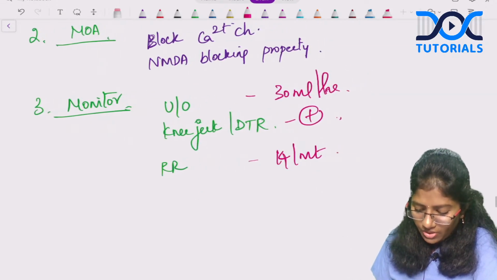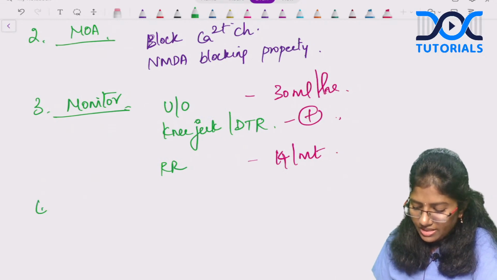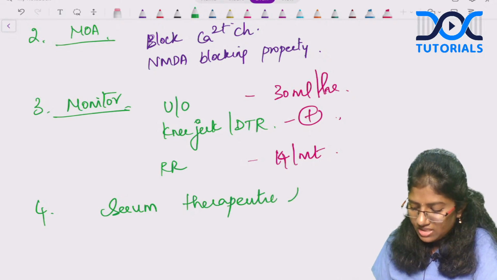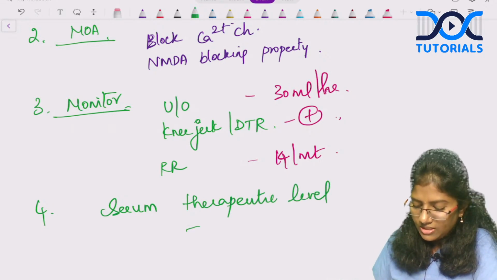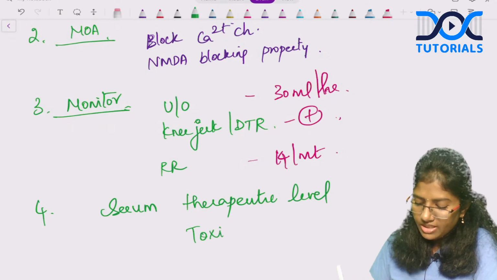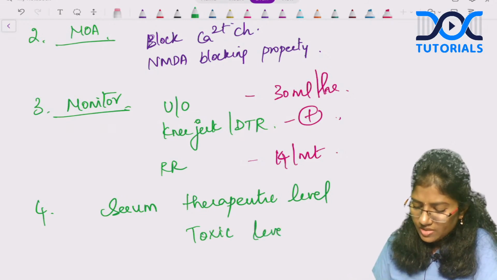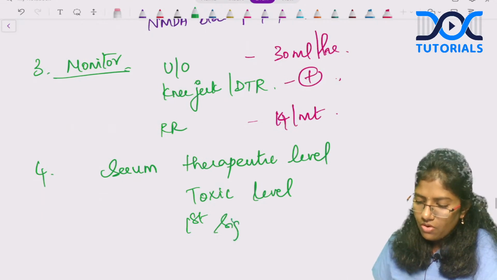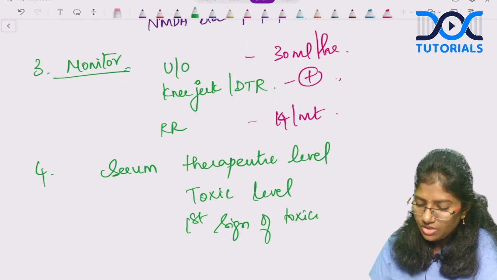Okay, therapeutic serum level of magnesium, that is the next question. What is the toxic level? What is the sign of toxicity? What is the first sign of toxicity? Okay, and finally, when does respiratory depression occur? When does respiratory depression occur? 4 important MCQs. Come on, guys. Answer these 4 important MCQs here.